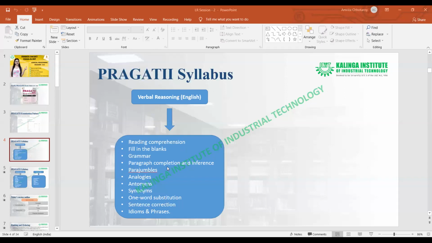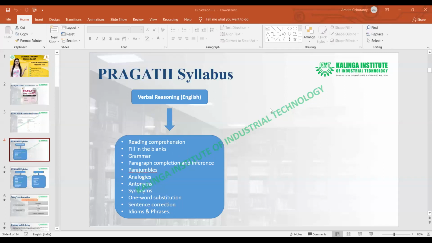Today we were doing grammar again. Every class we have done grammar. We have done parallelism and modifiers for sentence correction. Then we have done parajumbles and paragraph completion and inference. Then you have done analogies. Last class we were doing analogies. I told you the trick for analogy is to look at the part of speech, whether noun is to verb, verb is to noun, noun is to adjective. What is the relationship between the given pair? Then find a similar relationship.